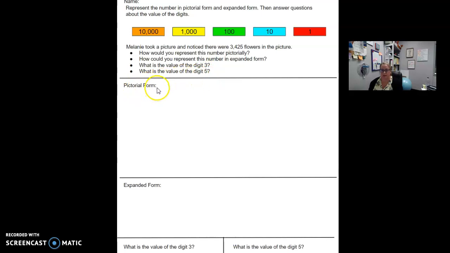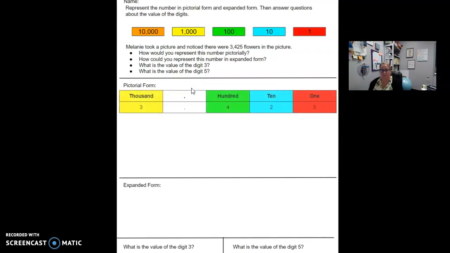So we are going to make the pictorial form first. I like to keep everything really organized, so I'm going to use a place value chart. So I have my place value chart, and I've already filled in my number, 3,425. Now remember, this is the standard form of this number because it's how we're used to writing it. Our job today is going to do pictorial and expanded. So first we're going to do pictorial.